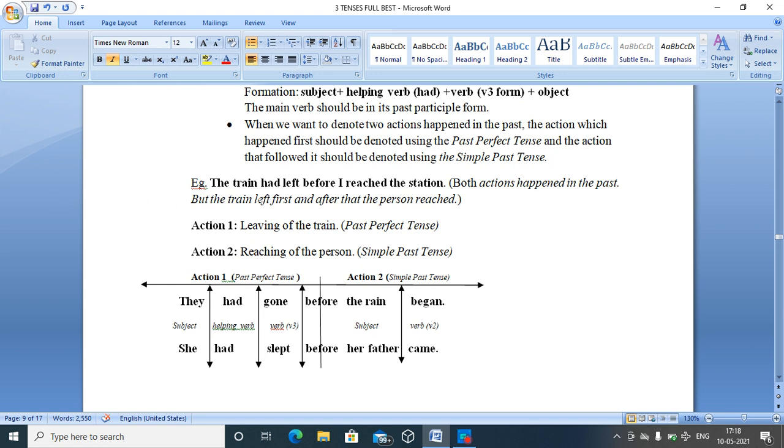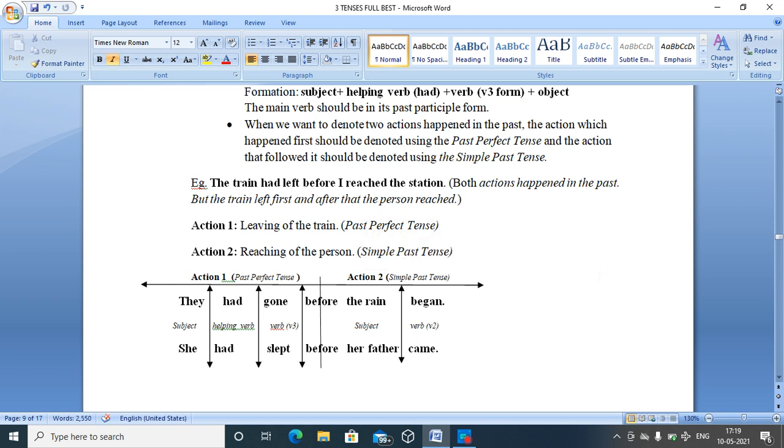A train is moving slowly. That is the first action. And a person is reaching after the leaving of the train. So definitely now you can have a sense of which action might have taken place first, or which is the action that followed. Leaving off the train is obviously the first action. So we have to opt for the past perfect tense to refer to that action. The second action is the reaching of this person, which can be referred to using simple past tense.